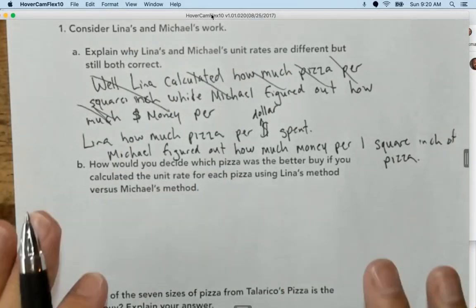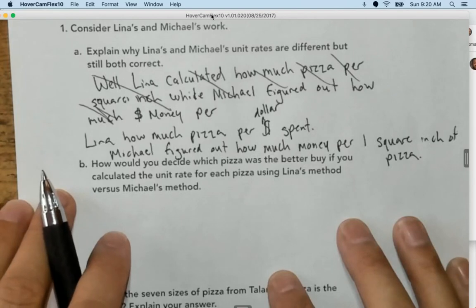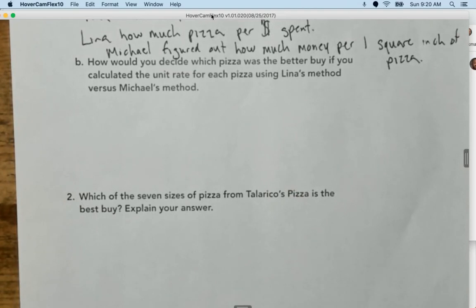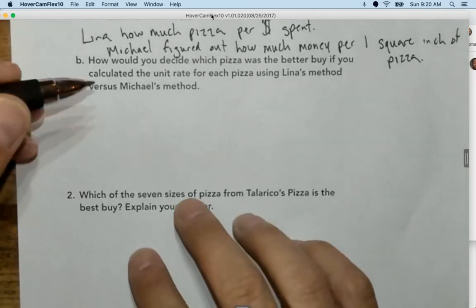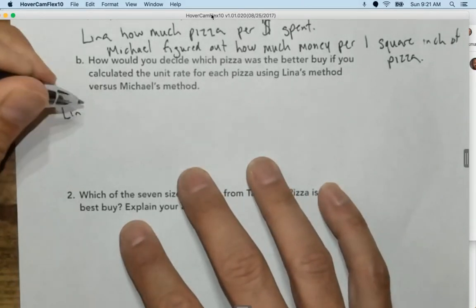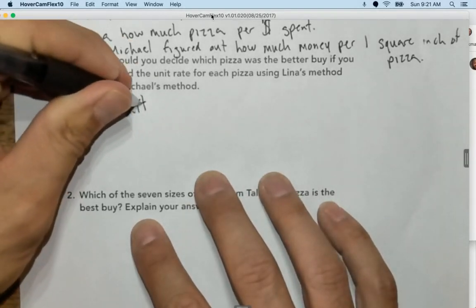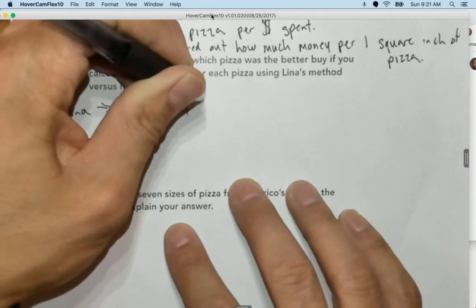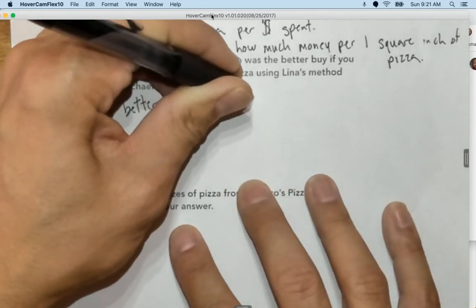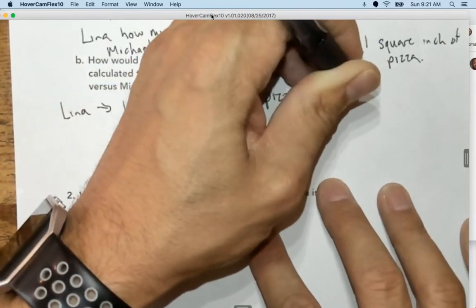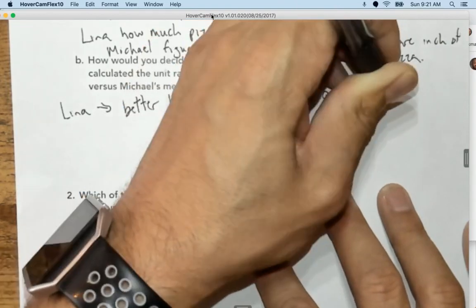Okay. So we're all going to make mistakes. When you make mistakes, you want to go back over your work and make sure you have the right thing going on right there. How would you decide which pizza was the better buy if you calculated the unit rate for each pizza using Lena's method versus Michael's method? All right. So for Lena's method, for Lena, I would know it was a better buy the more pizza I got for $1.